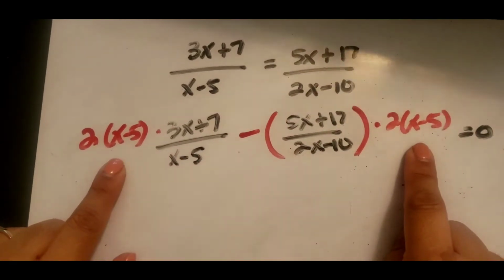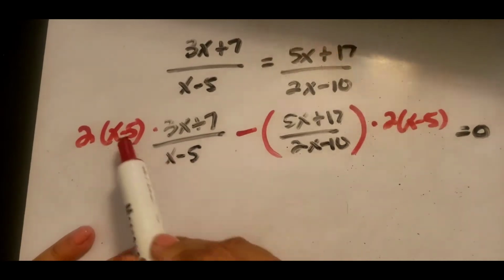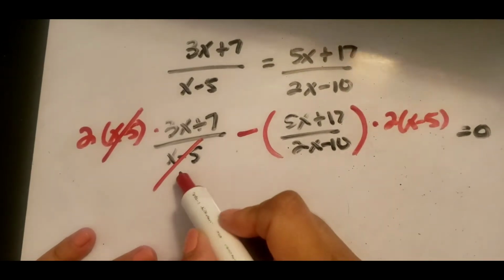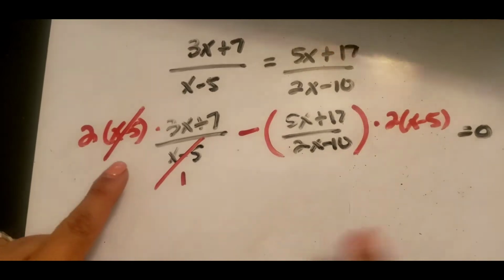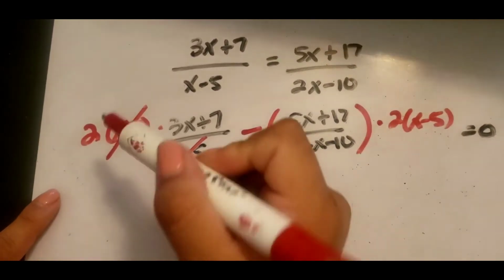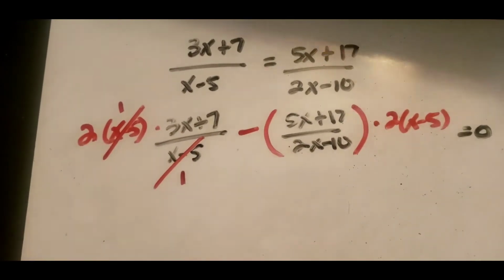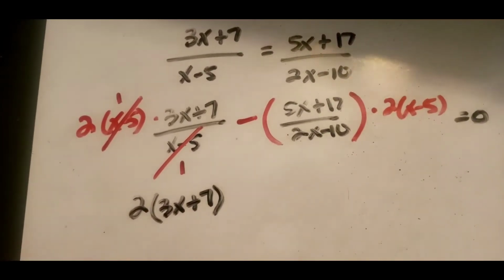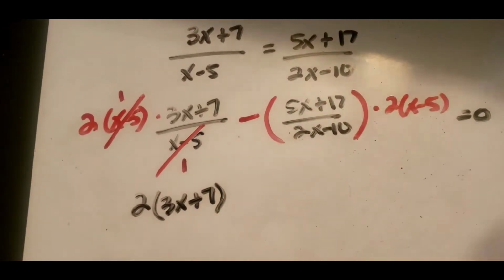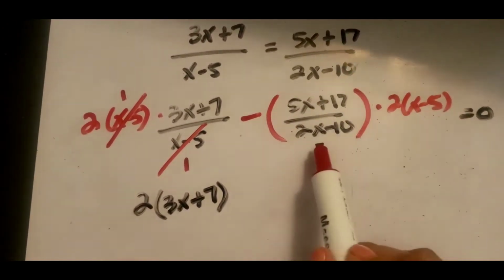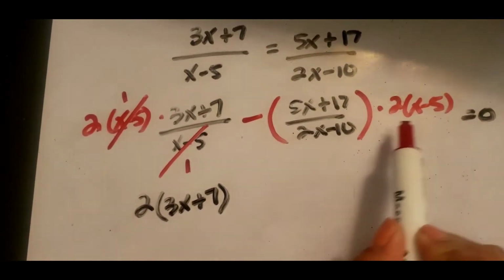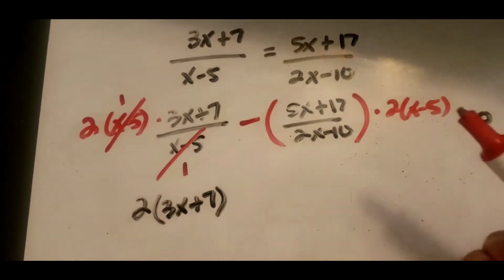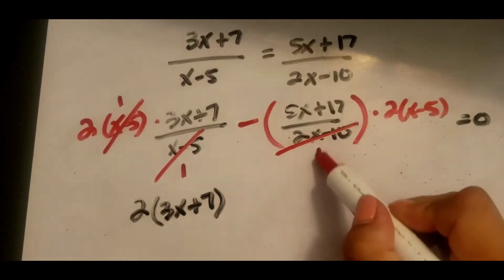Now, this was our LCD. Here's what's going to happen: this x minus 5 and this x minus 5 should cancel out, and so basically we'll just have a 1 here. When they cancel out, or reduce, we're only left with 2. So we're going to have 2 times 3x plus 7. And then on this side, 2 times the quantity of x minus 5. Remember, when we factor this out, this is exactly the same. So 2 times the quantity x minus 5 is the same as 2x minus 10, except this is factored out. So the entire denominator is going to go away.